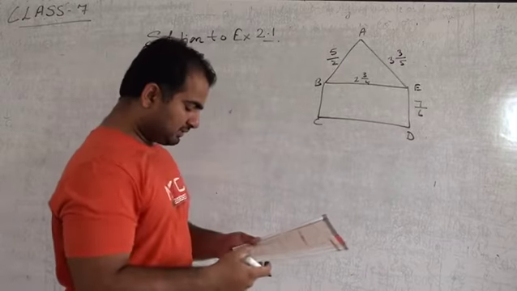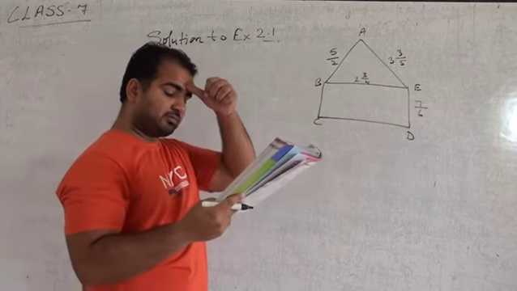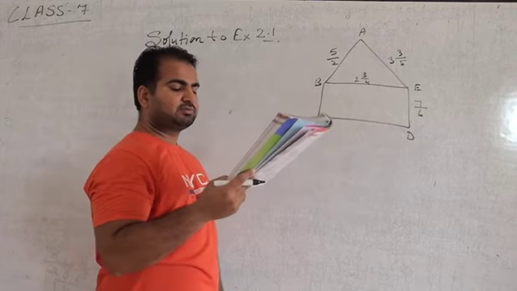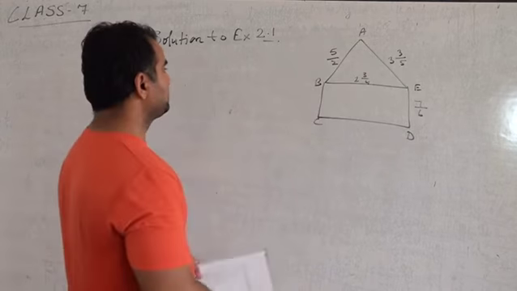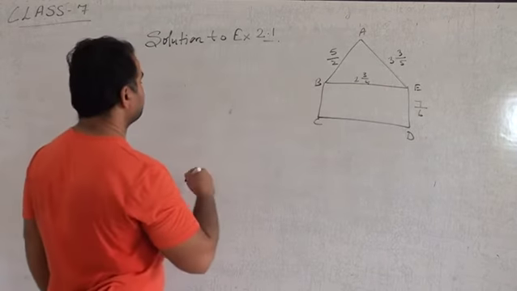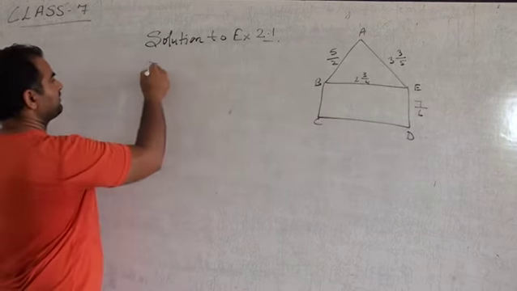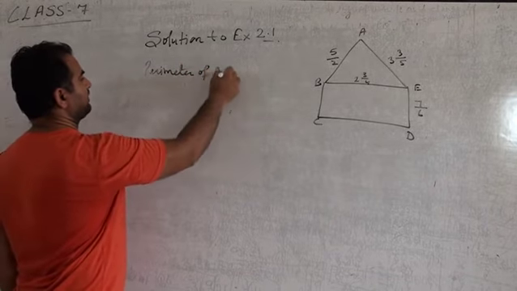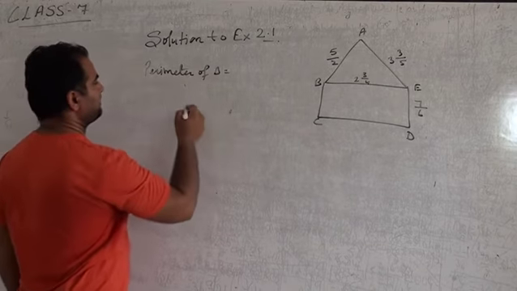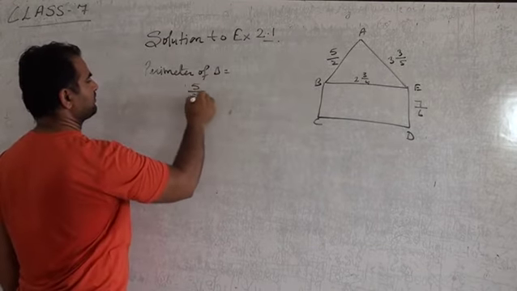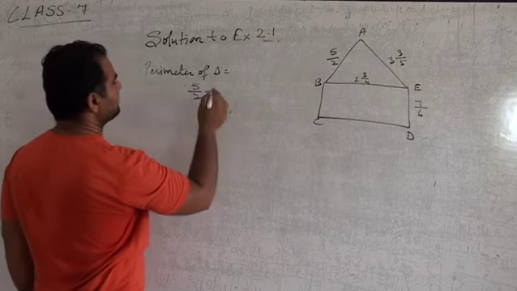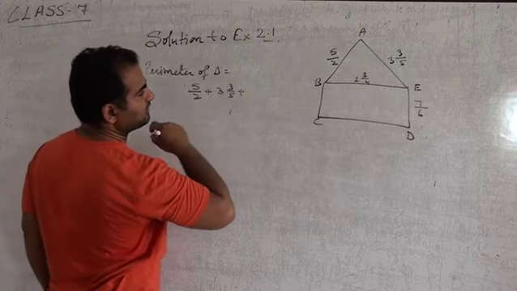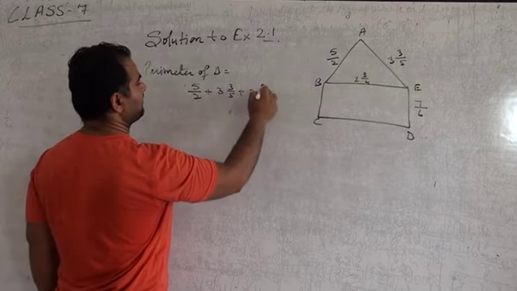Okay, what we have to do is find the perimeter of both these figures, the triangle and the rectangle, and find whose perimeter is greater. So first, find the perimeter of the triangle. Perimeter of triangle equals 5 by 2 plus 3 3 by 5 plus 2 3 by 4.